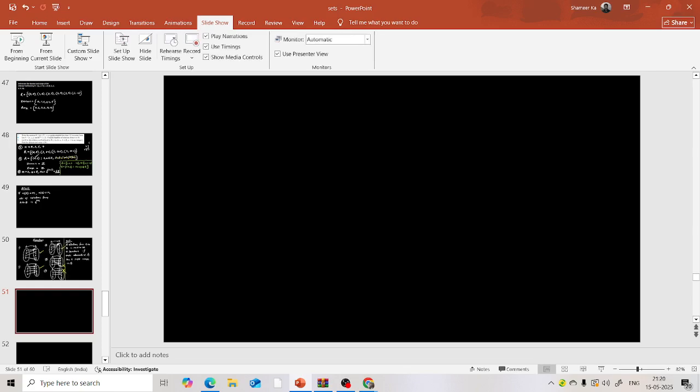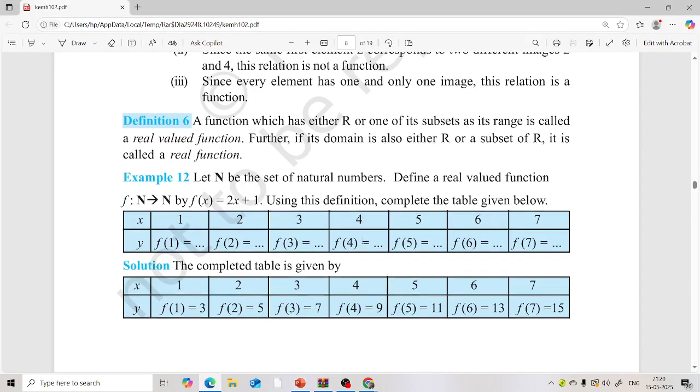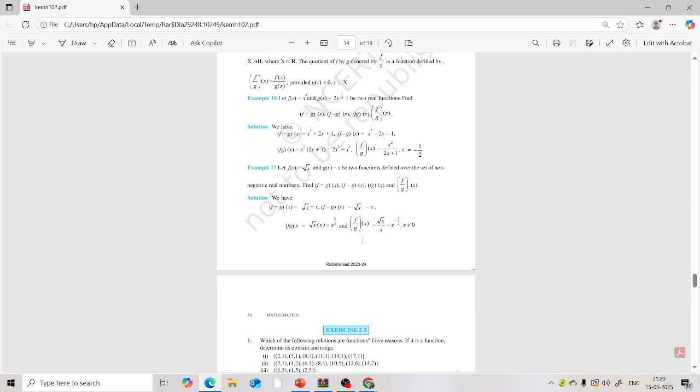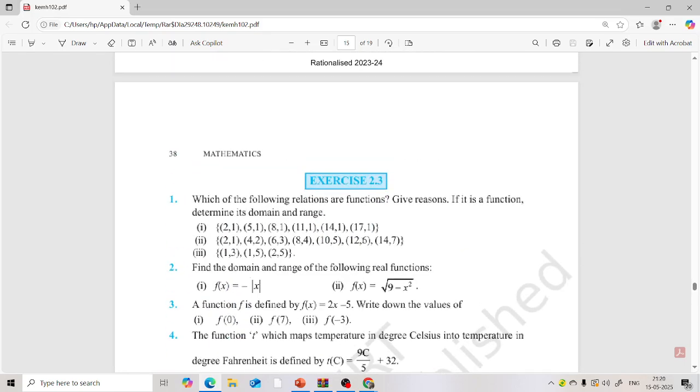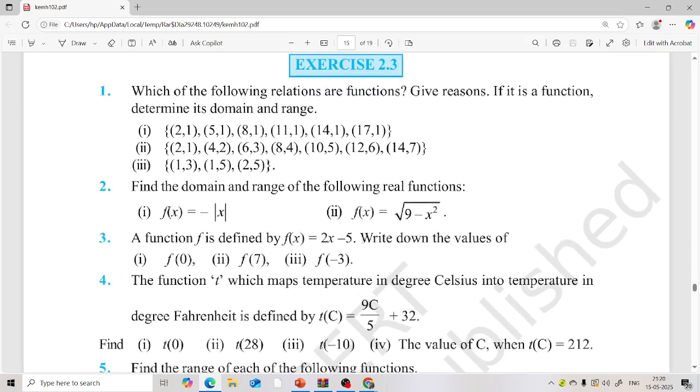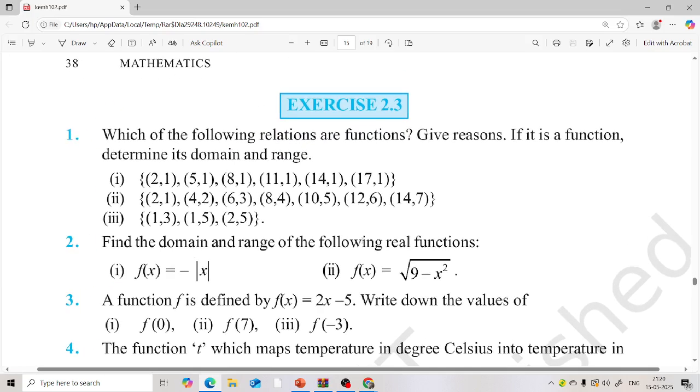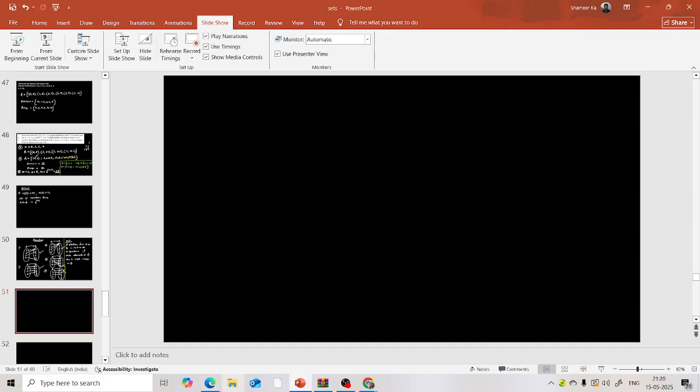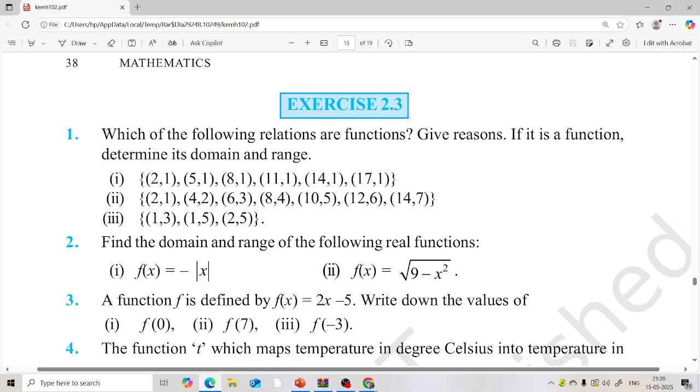So that is a domain. Function is clear. I hope you have understood. Let me discuss a few problems. Let me look at the exercise. There are graphs, but I will discuss graphs later. If the roster form is given, how to check whether it is a function or not, I will discuss. All of you please listen.